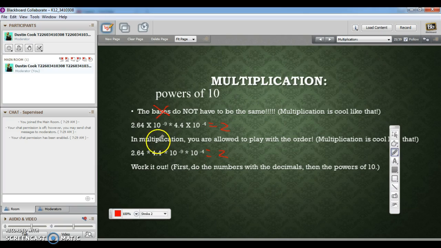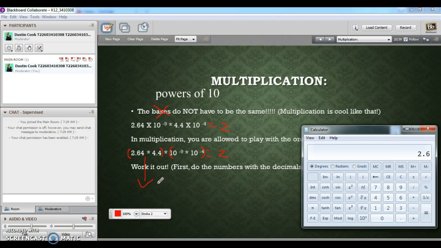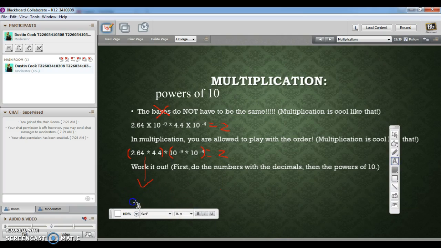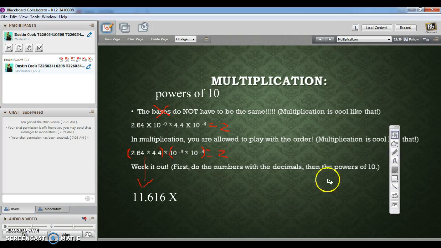You're also allowed to pick what you multiply first. So what if we multiply those together, and then we multiply those together? And this is the process you're kind of supposed to take. So that drops down. I grab my handy dandy calculator. 2 and 64 hundredths, or 2.64, times 4 and 4 tenths gives me 11.616, or 616 thousandths. So let me write that down. So we have 11.616.